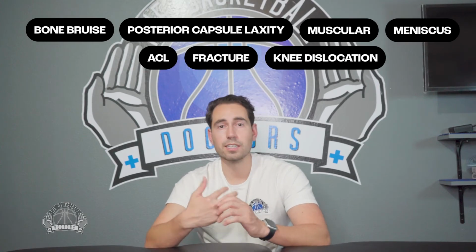So those are the possible case scenarios for a knee hyperextension. To quickly recap them, we have the best case scenario, bone bruise into a posterior capsule laxity, a muscular injury, a meniscus injury, ACL injury, a fracture, and then a dislocation.